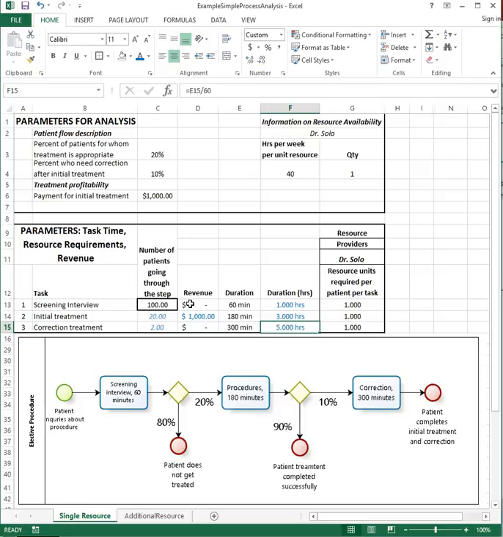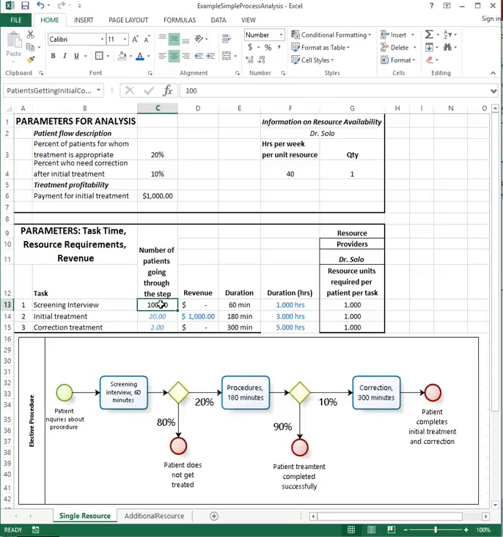Another thing that I did is that for each step I added a revenue, so the screening interview doesn't get anything. Initial treatment is a link to this cell, and you can see I'm using a name. Payment for initial treatment is pointing to this cell, so this cell has the name. And correction treatment, there is no revenue. Finally, I just made up some number. 100 is a good number to start with.